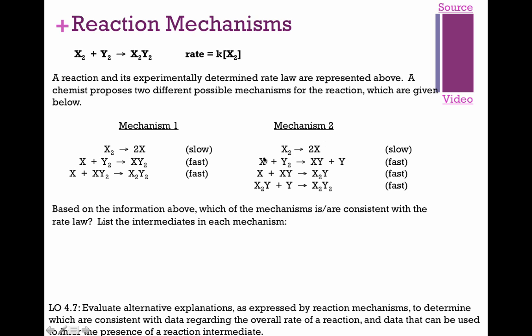And then we also have the X here. And then what else is an intermediate? Okay, X2Y, Y, then we have one more, XY. All right, so if it's made and then used up, it's an intermediate. And also notice your intermediates are not in your overall equation. Make sure that when you add all 3 steps of your mechanism up, it should equal this overall reaction, kind of like Hess's law.